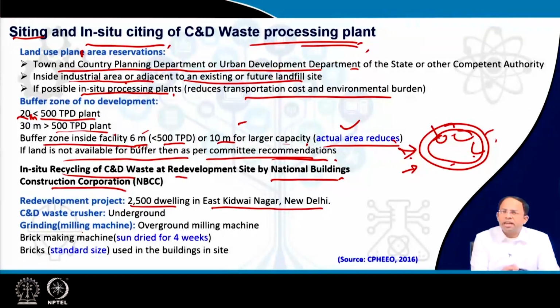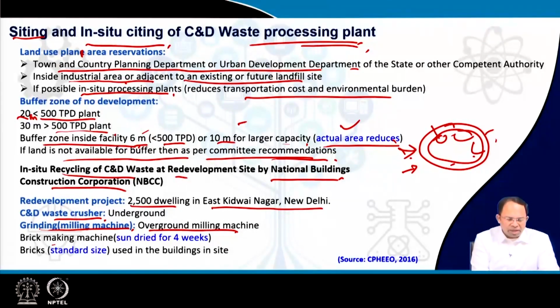So, a lot of C&D waste is generated because first you have to demolish, and a waste crusher is set up underground so that dust and all these things don't spread too much. And then there are grinding and milling machines which make it into smaller particles, which are set up overground in this particular area.